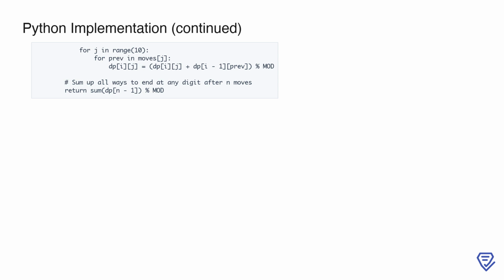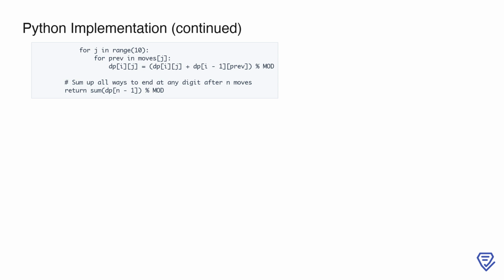For each of these previous positions, we add the value from the previous row in the dp table to the current cell, representing how many ways we can reach digit j in move i. Since we're working under modular arithmetic, we take modulo mod at each step to prevent overflow.